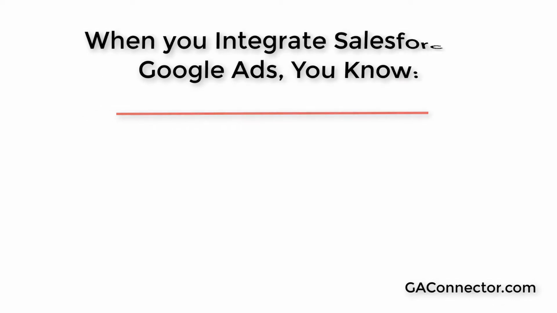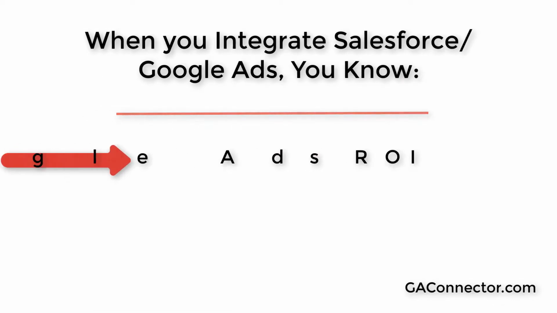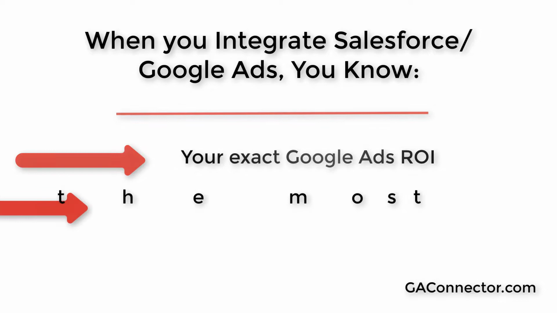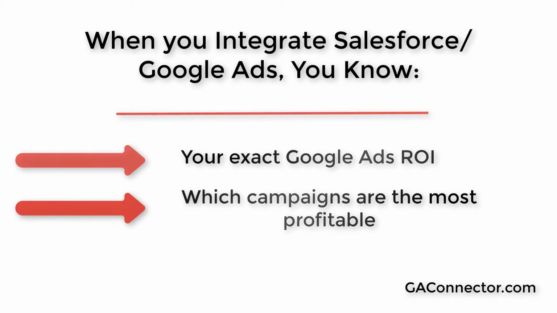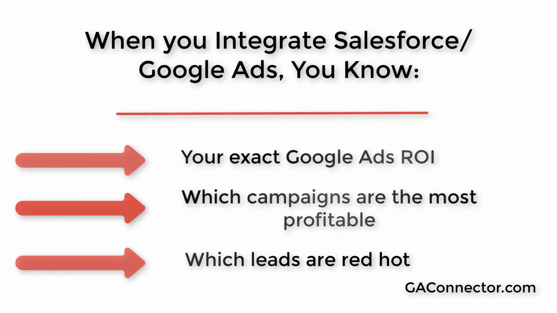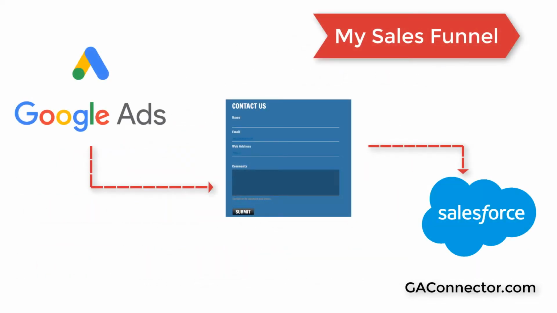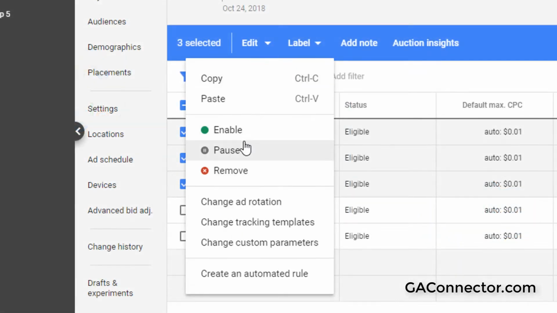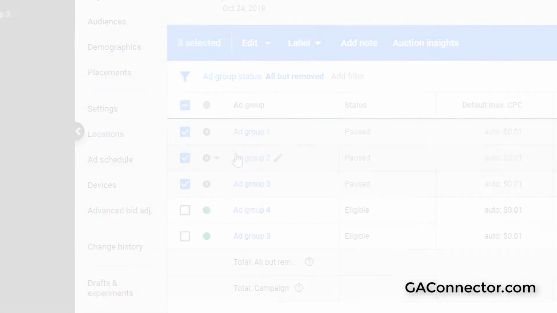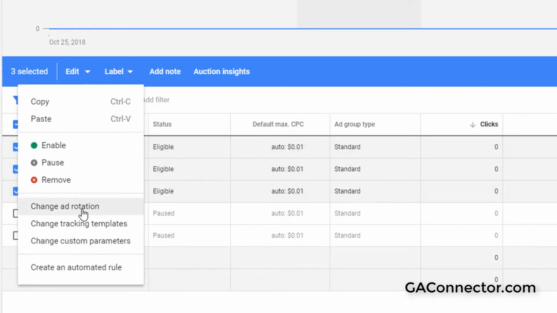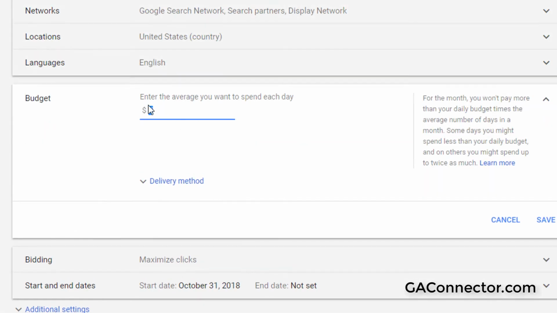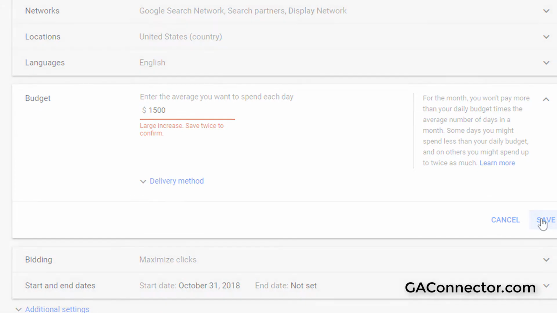When you integrate Salesforce with Google Ads, you know your exact Google Ads ROI, which Google Ads campaigns are the most profitable, and which ads are bringing you lukewarm leads that never convert versus the ads that are bringing in red-hot, high-dollar value leads that are ready to convert now. So the bottom line is that you end up with a big picture, start-to-finish view of your sales funnel, telling you exactly which ad groups and keywords should be turned off, which are candidates for improvement, and which ones are like printing money, where you should be maximizing your ad spend.